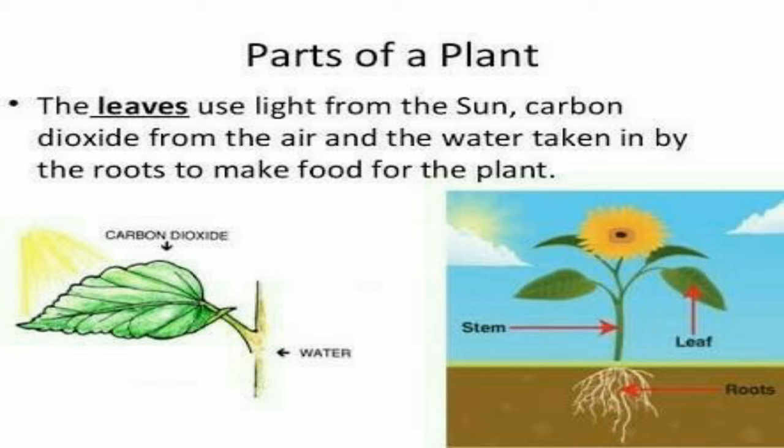Children, here we can see the carbon dioxide and the water. The leaf uses light from the sun, carbon dioxide from the air, and water taken in by the roots to make food for a plant. Here are the roots, leaf and stem. Mostly the leaf's work is to make food. Children, you all understand what a leaf does.